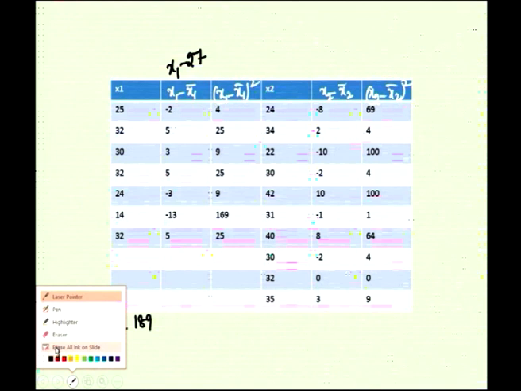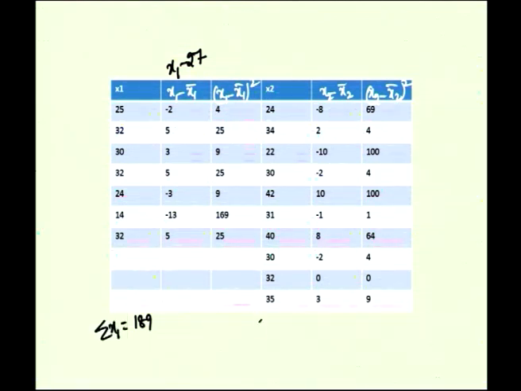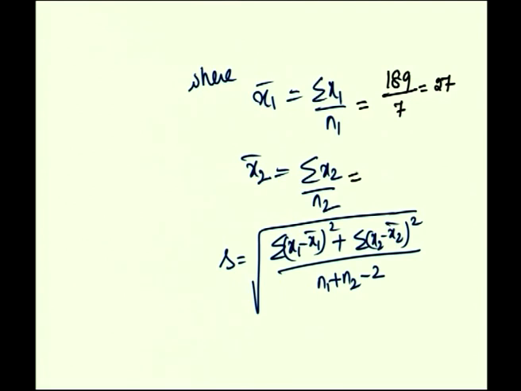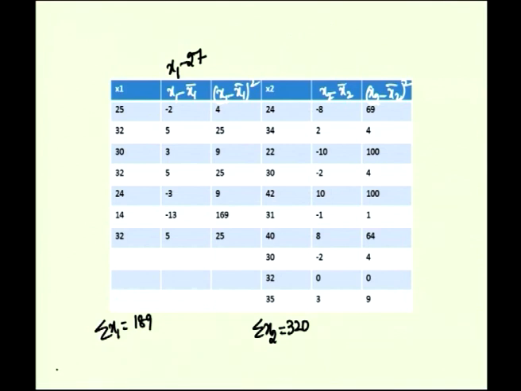What is summation x2? Summation x2 comes to be equal to 320. Then just substitute in x2 bar. x2 bar will be summation x2 by n2, which is 320 by 10, which is equal to 32. Then x2 minus x2 bar will be x2 minus 32. Each value is subtracted with 32. So 24 minus 32 is minus 8, 34 minus 32 is 2, 22 minus 32 is minus 10. Like that, this column is formed.